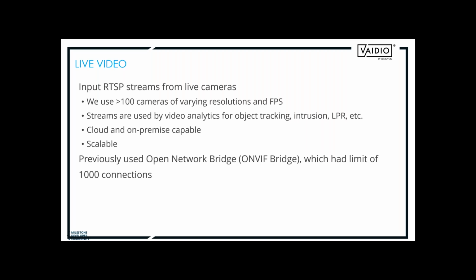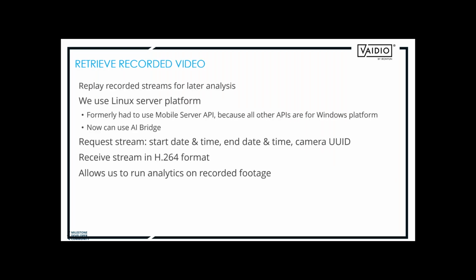We're also doing license plate recognition. And the nice thing with AI Bridge, it can be used in the cloud. As I said, we're running AWS, or can be used on premise, and it scales. Now, previously, we've used the Open Network Bridge. You may know it as ONVIF Bridge. Due to our bugs, we found out there's a limit of 1,000 connections and then it stops working. My understanding is that AI Bridge is scalable and servers can be just spun up to handle more and more streams.